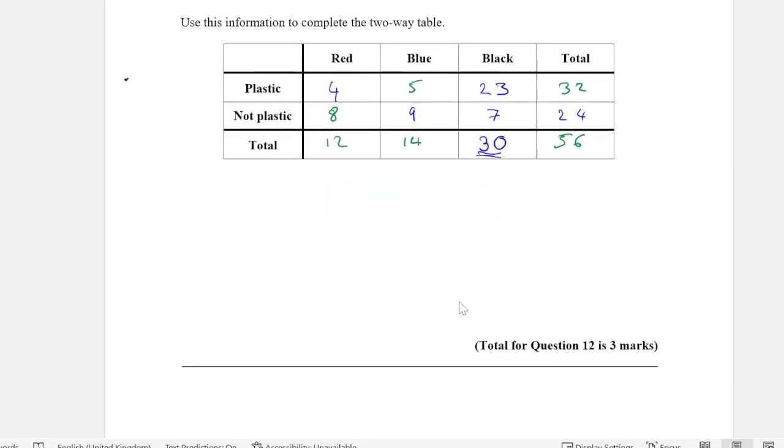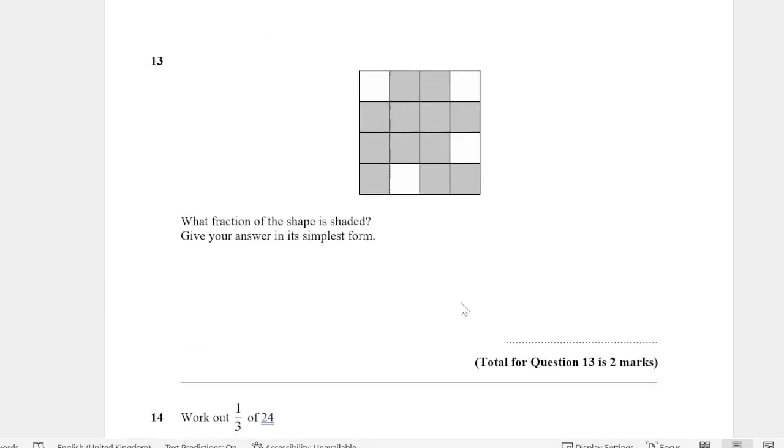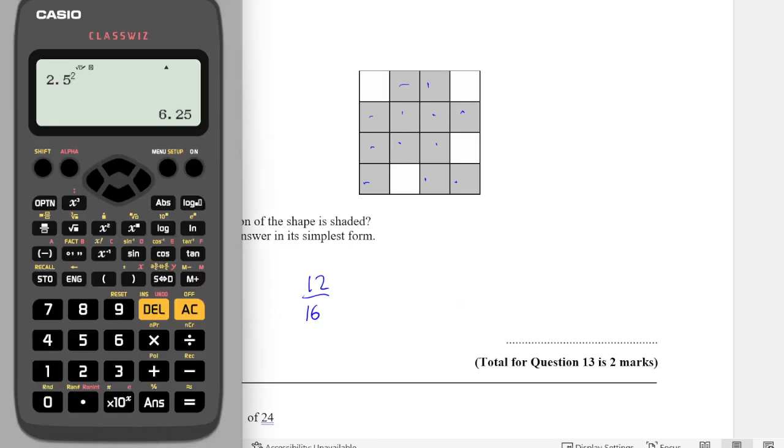Okay, right. Question 13. What fraction of the shape is shaded? So we've got 1, 2, 3, 4, 5, 6, 7, 8, 9, 10, 11, 12 shaded. And we've got 13, 14, 15, 16. So I've got 12 out of 16. And then simplifying it, I'm going to use my calculator to simplify. 12 out of 16 is going to be 3/4.